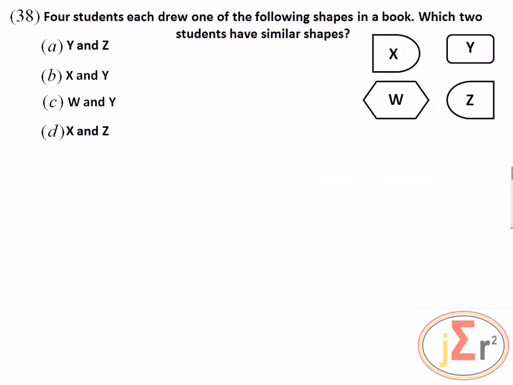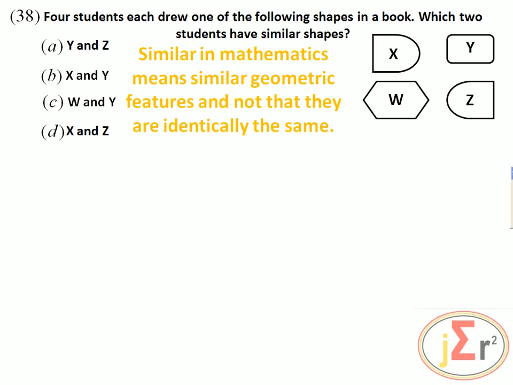Four students each drew one of the following shapes in a book. Which two students have similar shapes? X and Z. Okay, X and Z. Similar in mathematics means similar geometric features, and not that they are identically the same. So similar means that they have similar geometric features and not that they are identically the same.